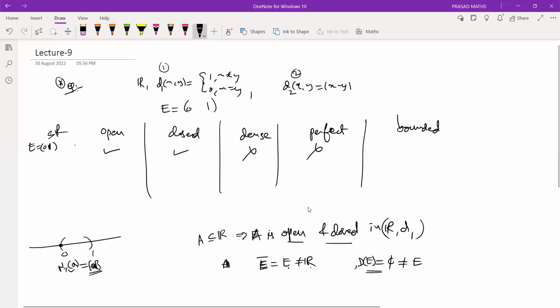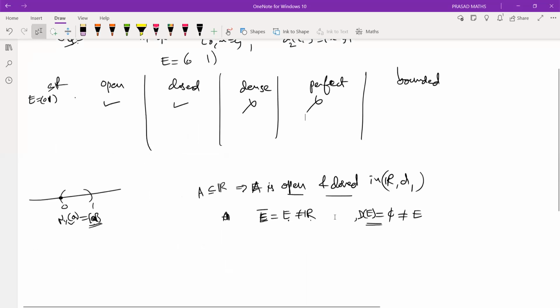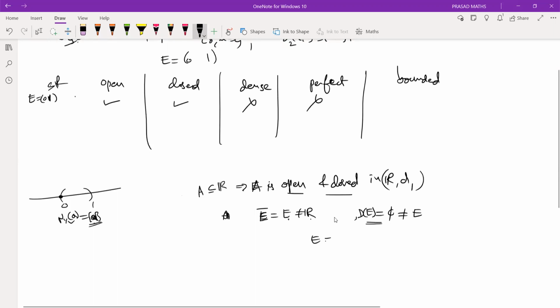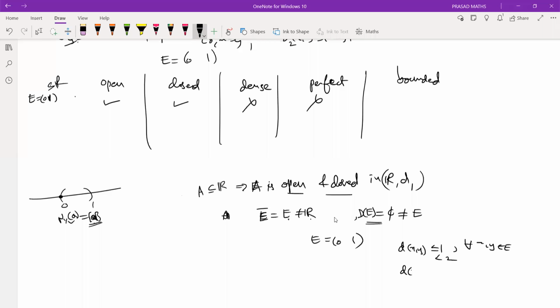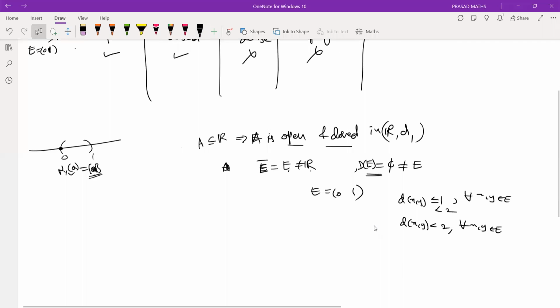Is it bounded in discrete? My set is open (0, 1). Is it bounded? The answer is yes, because the discrete distance is always less than or equal to 1 for every x, y belonging to E. So 1 is less than 2. Therefore, the distance between x, y is less than 2 for every x, y belonging to E.